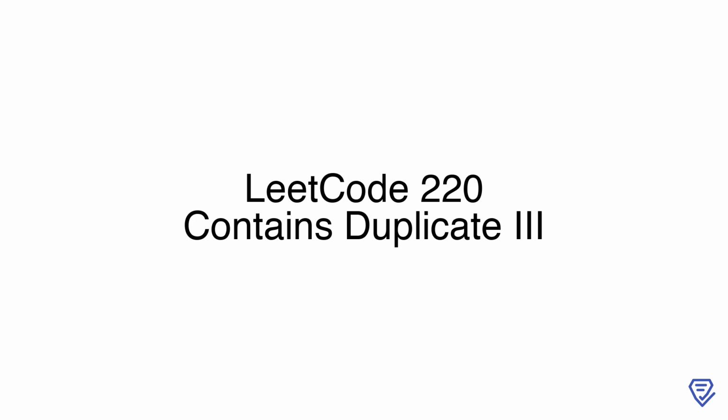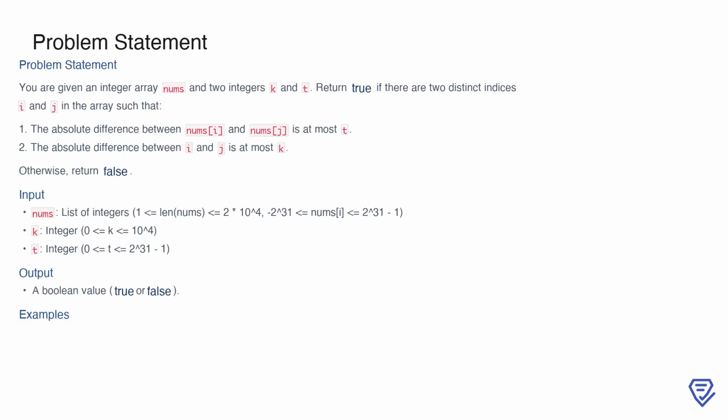Let's get started. In this problem, we are given an array of integers called nums and two integers k and t. The task is to determine whether there exist two distinct indices, i and j, in the array such that two conditions are satisfied. First, the absolute difference between the elements at these indices, nums[i] and nums[j], must be at most t. Second, the absolute difference between the indices themselves, i and j, must be at most k. If both conditions are met for any pair of indices, we return true, otherwise, we return false.